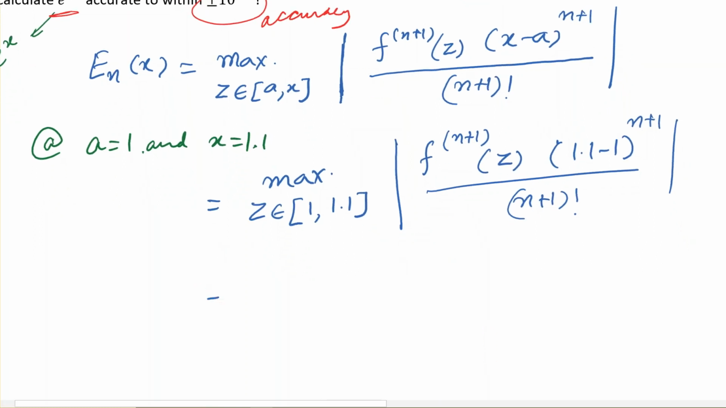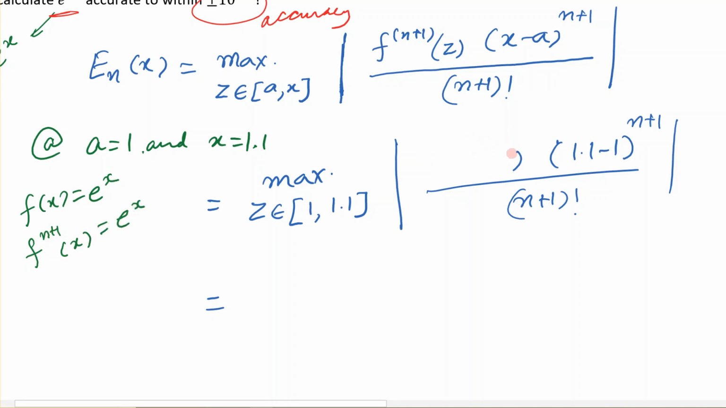All right, so we get, and also I can plug in my function here. Since my function is e raised to power x, we also know that the nth derivative of this would also be e raised to power x. So here, instead of writing the nth derivative at z, I can simply write e raised to power z. In the next step, we can bring our constants outside.